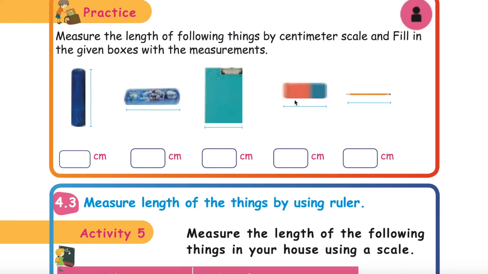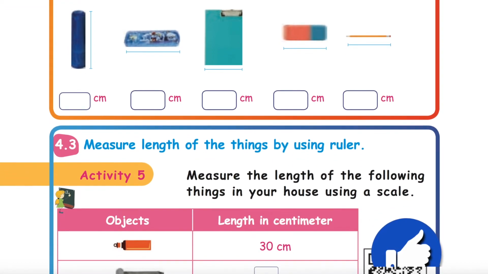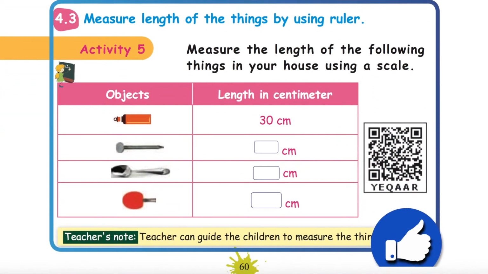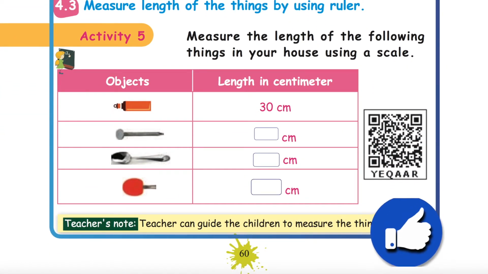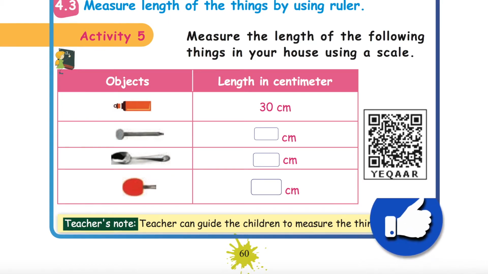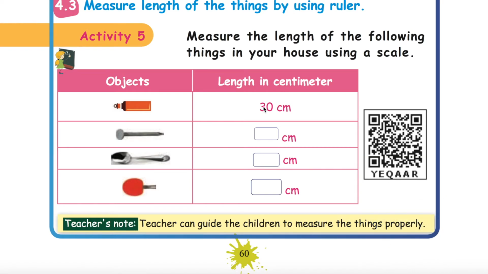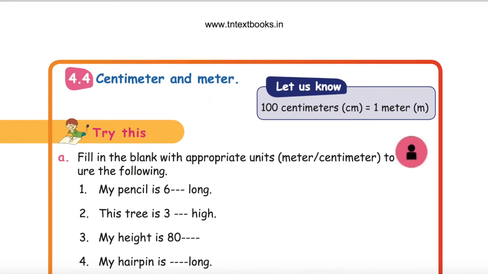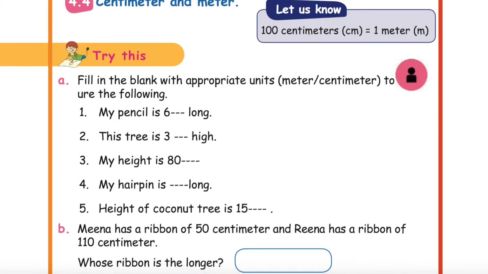Now you practice by measuring these things with your friends. Measure the length of the things using a ruler. Measure the length of the following things in your house using a scale. This you can measure, right? Take a spoon and measure in centimeters and meters.